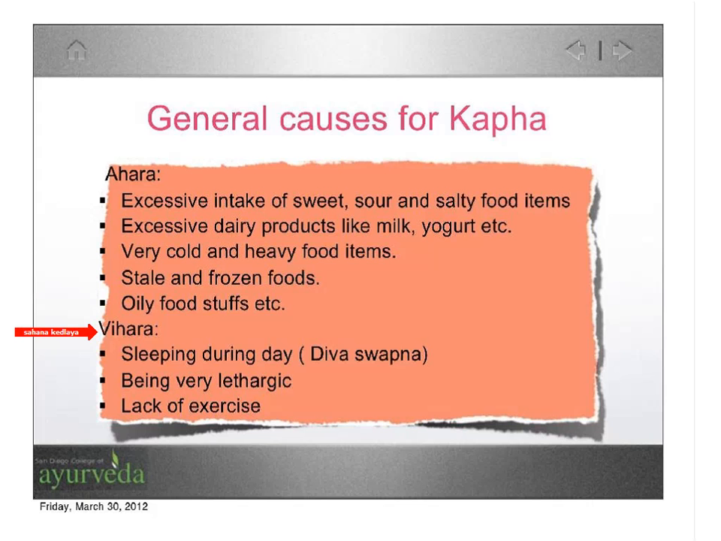Similarly, the activities, the viharas, like sleeping during the daytime, that is called divasvapna, being very lethargic, or even the lack of exercise, because kapha is the most stable. They don't want to move too much. They want to stick to the sedentary lifestyle. They want to sit and relax. They usually don't want to exercise, but by doing that, kapha will still increase, and then it can cause various disorders in the body.